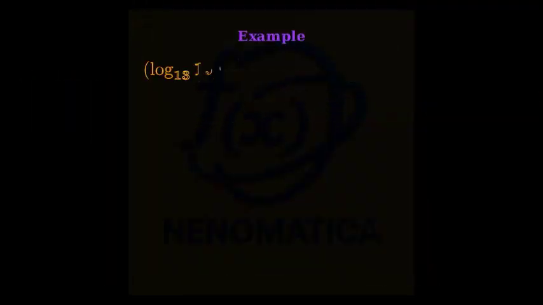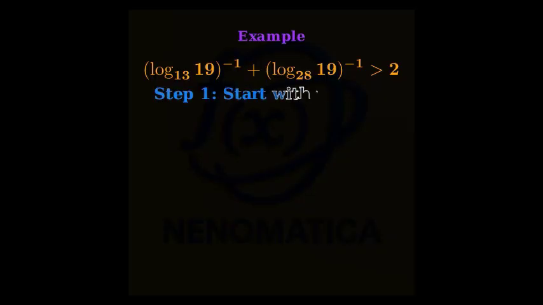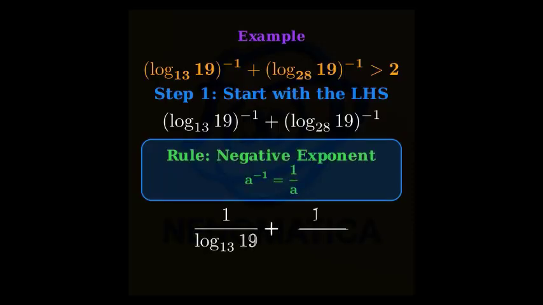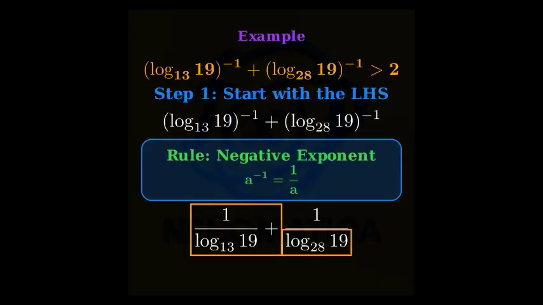Example, we will prove the inequality. Open parenthesis log base 13 of 19 close parenthesis to the power negative 1 plus open parenthesis log base 28 of 19 close parenthesis to the power negative 1 is greater than 2. Step 1. Start from the left-hand side, exactly as written. Use the negative exponent rule. A to the power negative 1 equals 1 over a. Apply this to each term.